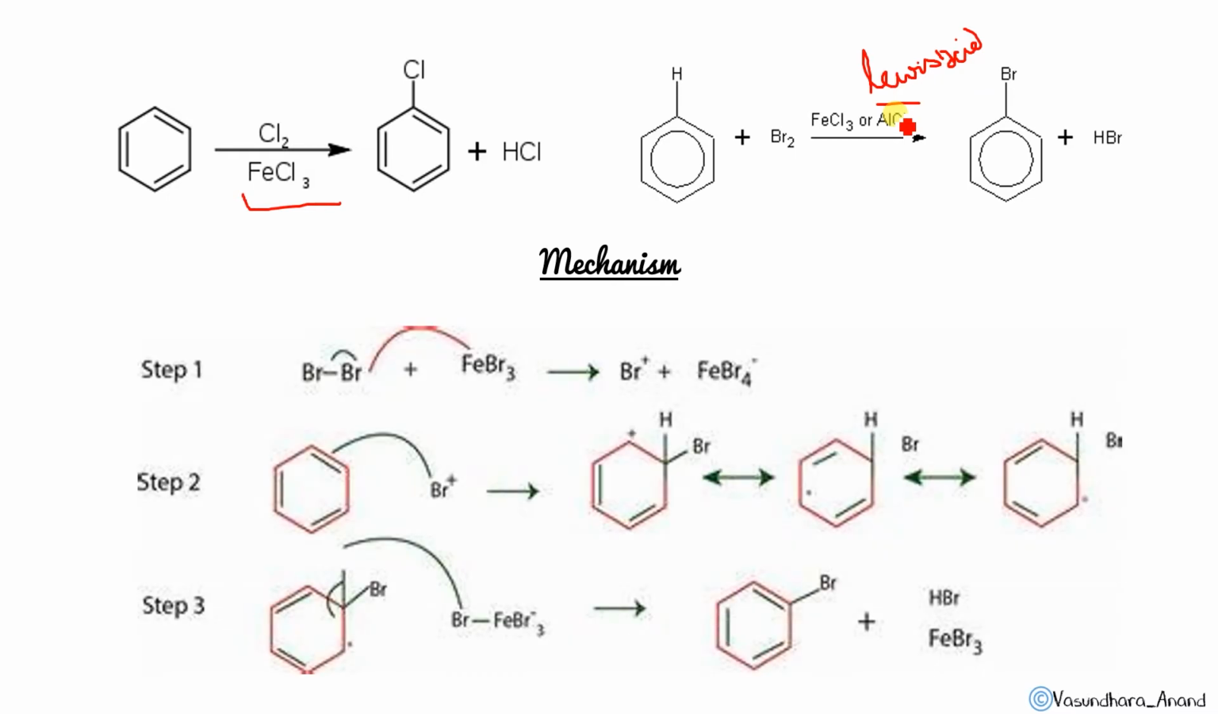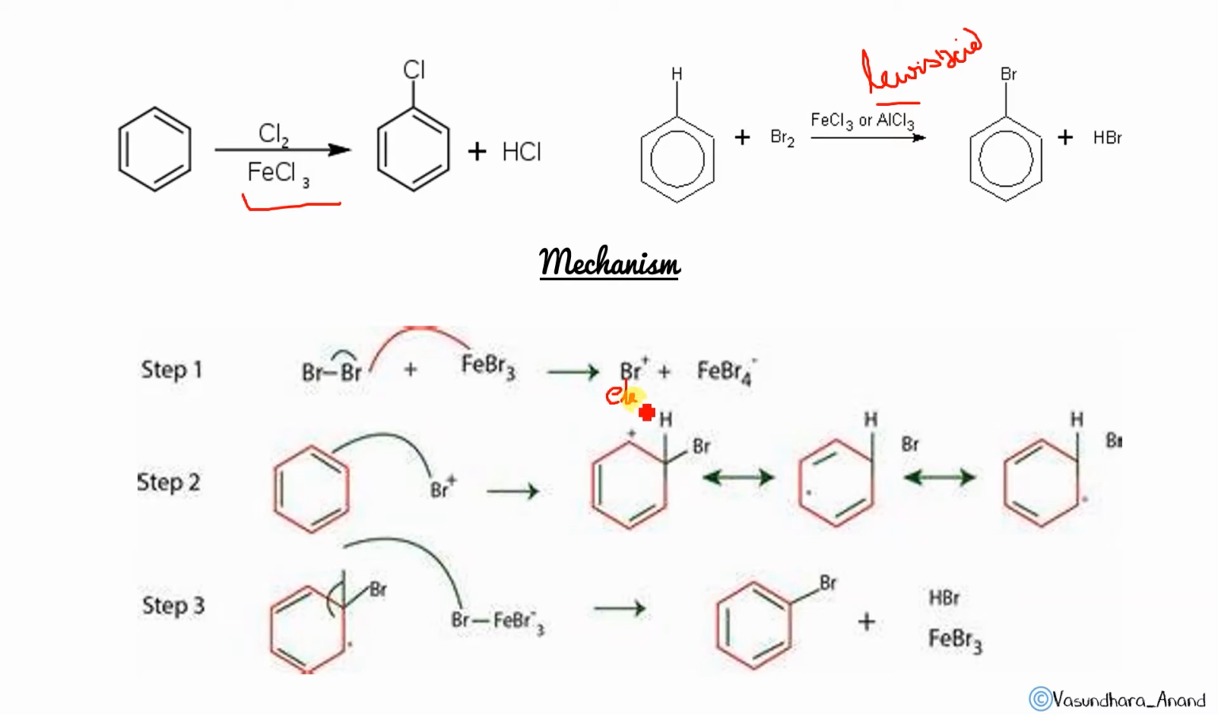I'm doing this with bromination. First it undergoes heterolytic cleavage. FeBr3 being a Lewis acid will attract the bromine towards itself, so that causes the heterolytic cleavage, and this will give you Br plus and FeBr4 minus. So Br plus, the electrophile, is generated.